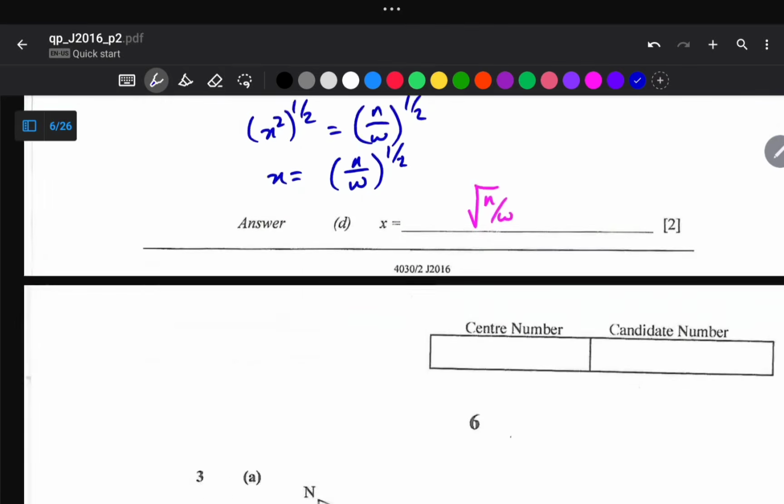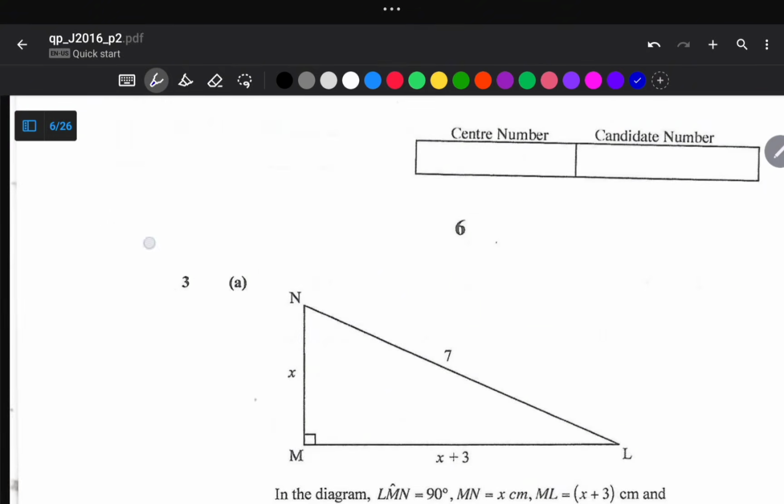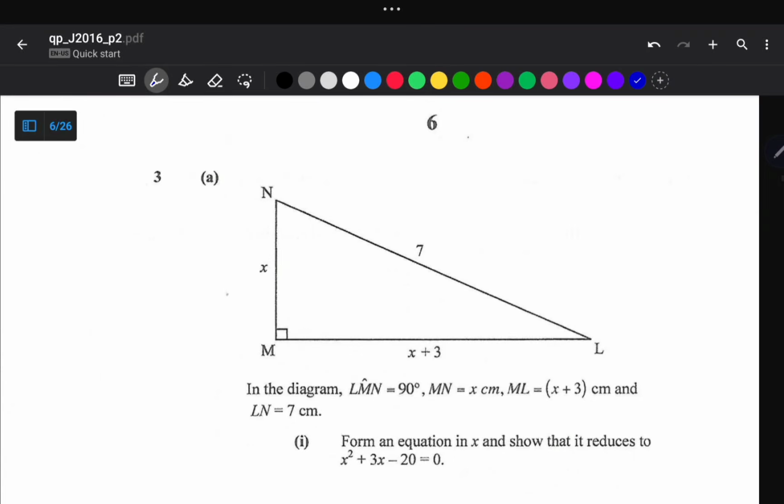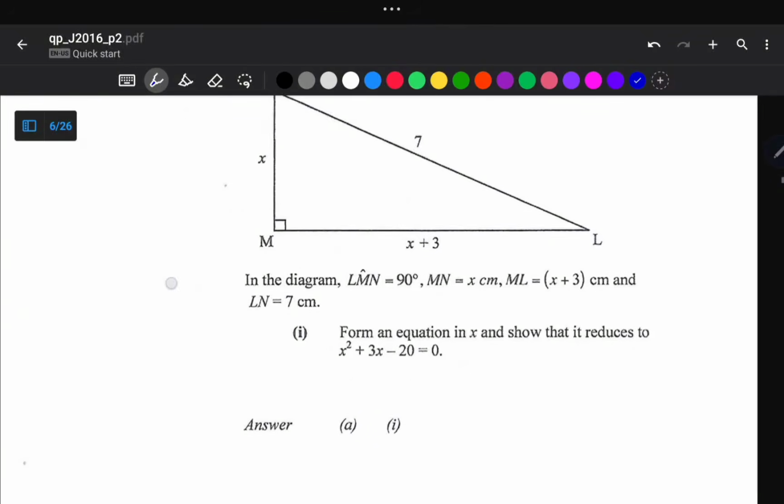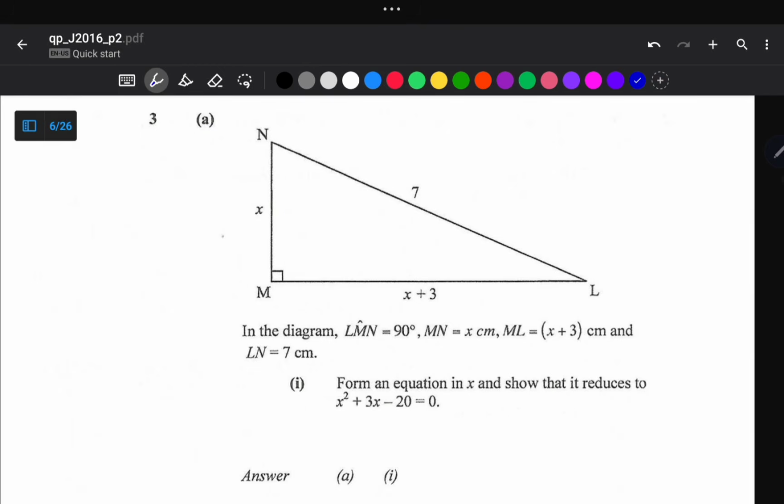Okay, so let us move on to question number 3 of our question paper, June 2016, session paper 2. Question number 3 says, in the diagram, angle LMN is equal to 90 degrees and MN is equal to x centimeters, ML is equal to x plus 3 centimeters, and LN is equal to 7 centimeters. So we are required to form an equation in x that reduces to x squared plus 3x minus 20 being equal to 0.